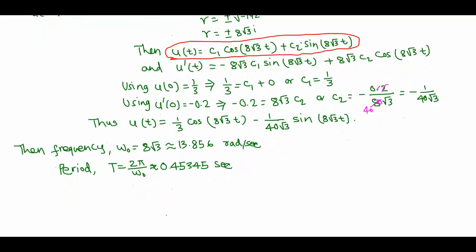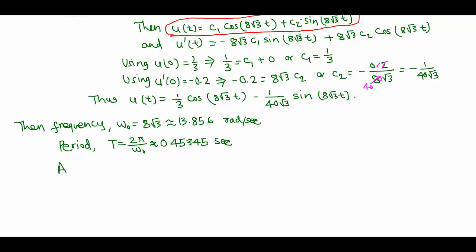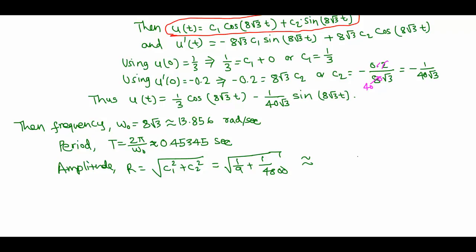Next we need to find the amplitude. That's R, which is given by the square root of c1 squared plus c2 squared, which is the square root of (1/3) squared, 1/9, plus c2 squared, here is c2 squared, so 1/40 squared times 3, 1600 times 3, so 4800. Now you use your calculator, whatever you get, that many feet.